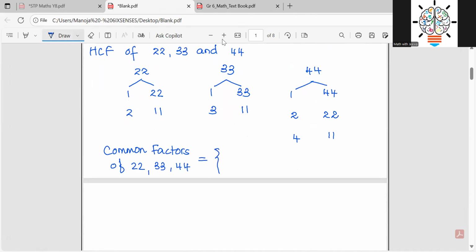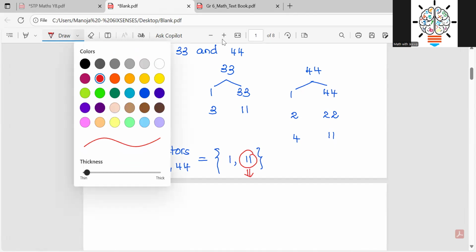I can see 1 is common for all of them. Is 2 common to all of them? No. I can see number 2 with 22 and 44, but with 33, I can't find 2. Then what is the next number? 4? No, only with 44. So then the next number is 11. Anything else? No. 22 is common for 22 and 44, but not with 33. So then you mark it and write it down.